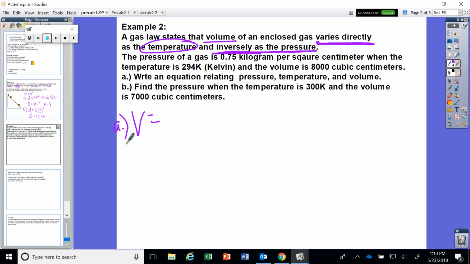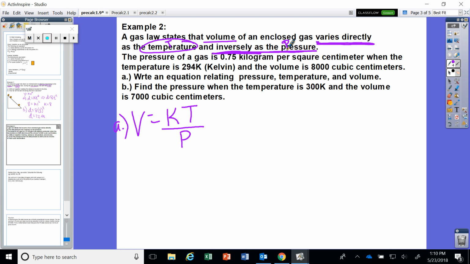So V for volume. Well, what represents a direct variation? A direct variation we know to be K times T, and I'm using capital T for temperature. We'll put capital T right there. However, it states that it goes inversely to pressure. So this represents a direct variation currently as it stands to temperature. But we have to also include an inverse proportionality to pressure. And so I'm using capital P for pressure there.